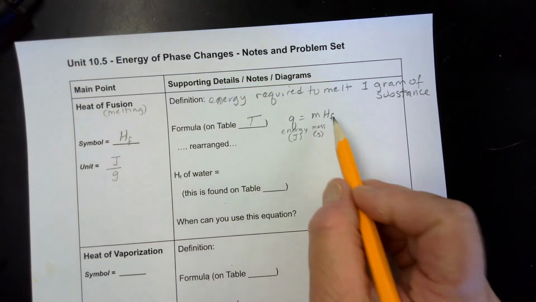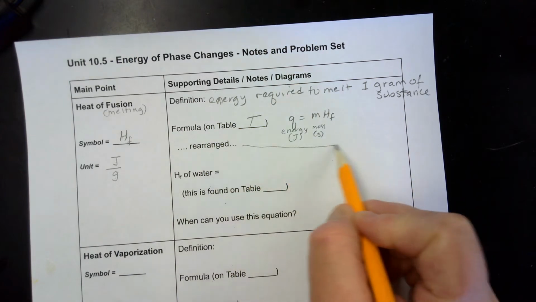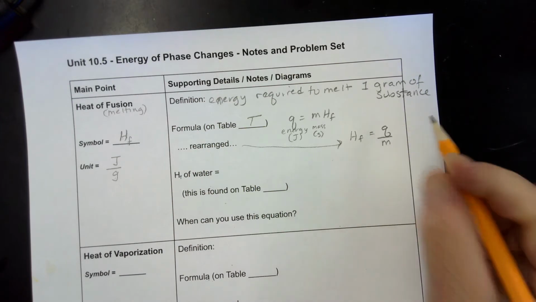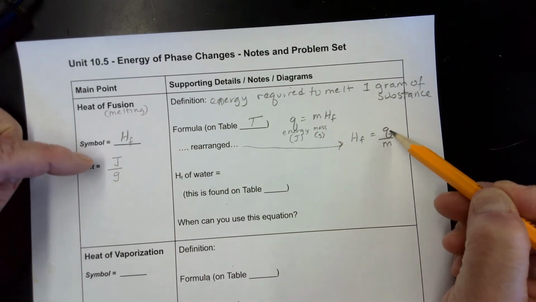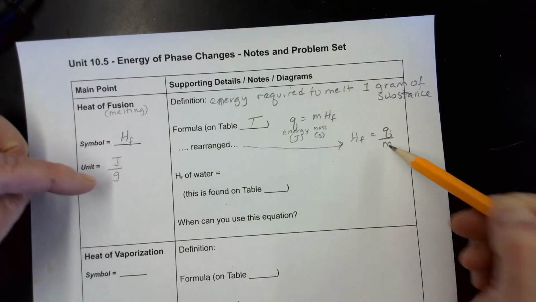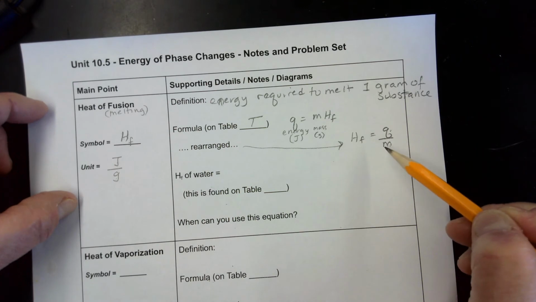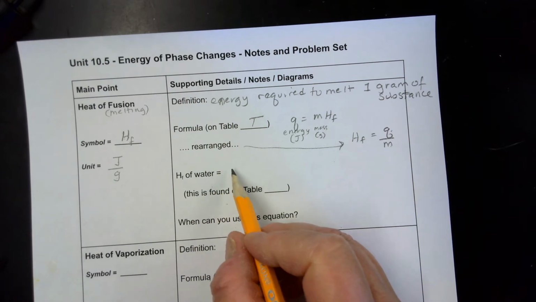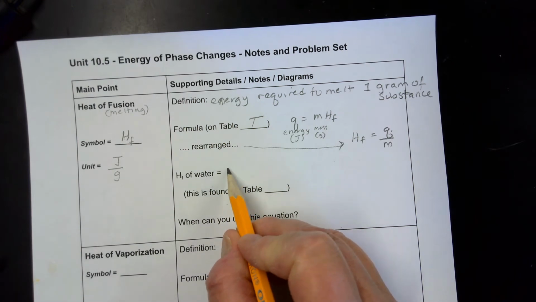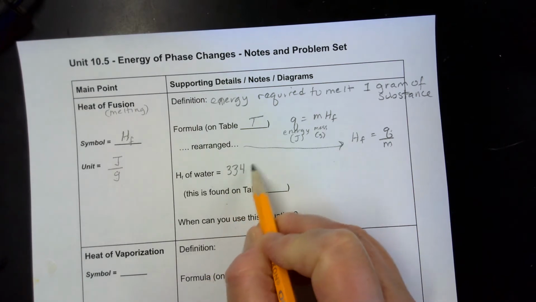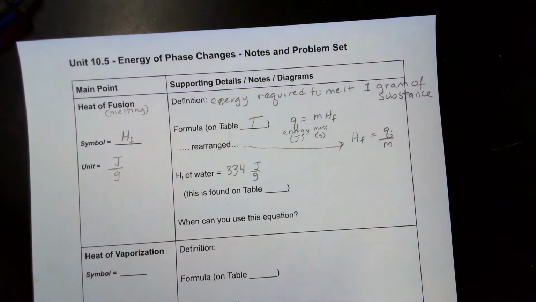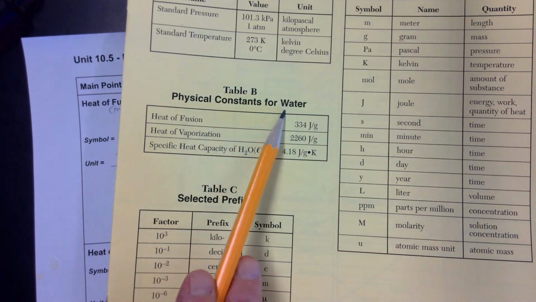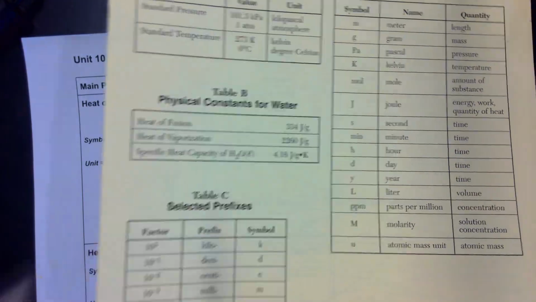We're going to rearrange this to solve for heat of fusion. If we solve for heat of fusion, we get heat of fusion is the energy divided by the mass, which should make sense, because the energy is measured in joules and the mass is measured in grams. Now, these heats of fusion are constants for different substances, and for water, that constant is 334 joules per gram. We can find this on reference table B. The heat of fusion for water is 334 joules per gram.